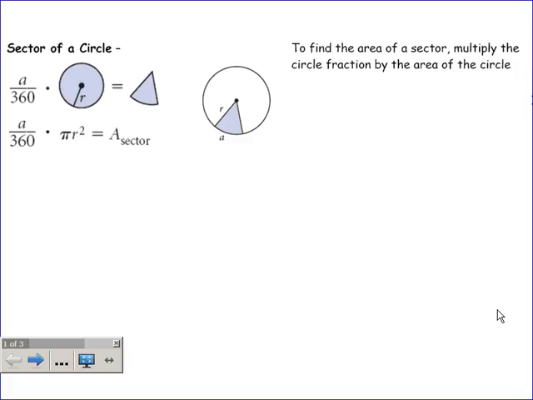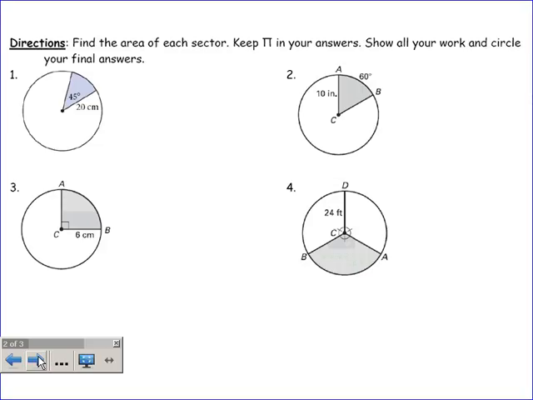Okay, it says over there, to find the area of a sector, multiply the circle fraction, which is going to be the part over the whole, by the area of the circle. That's what we're going to do. Okay, here's 4 examples to start off with. Find the area of each sector.